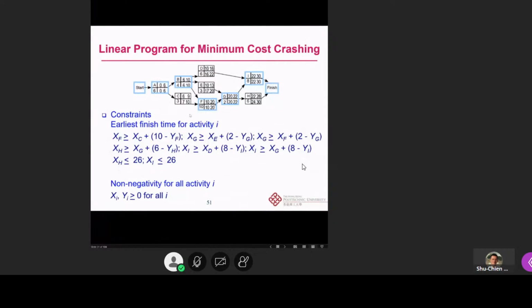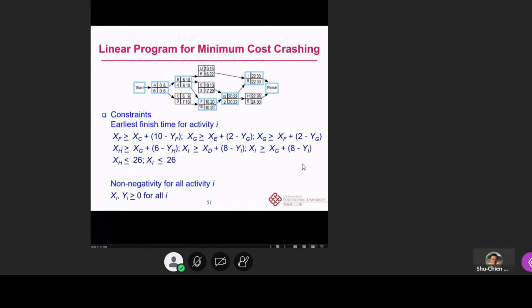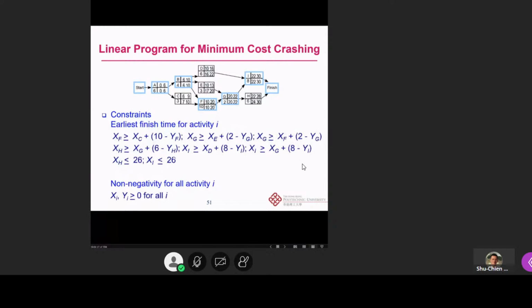And then we also have the early finish time for the activity. XF should be larger than or equal to XC plus the bracket of 10 minus YF. XG is larger than or equal to XE plus the bracket of 2 minus YG. So you can see those early start times and early finish times are already constrained here.